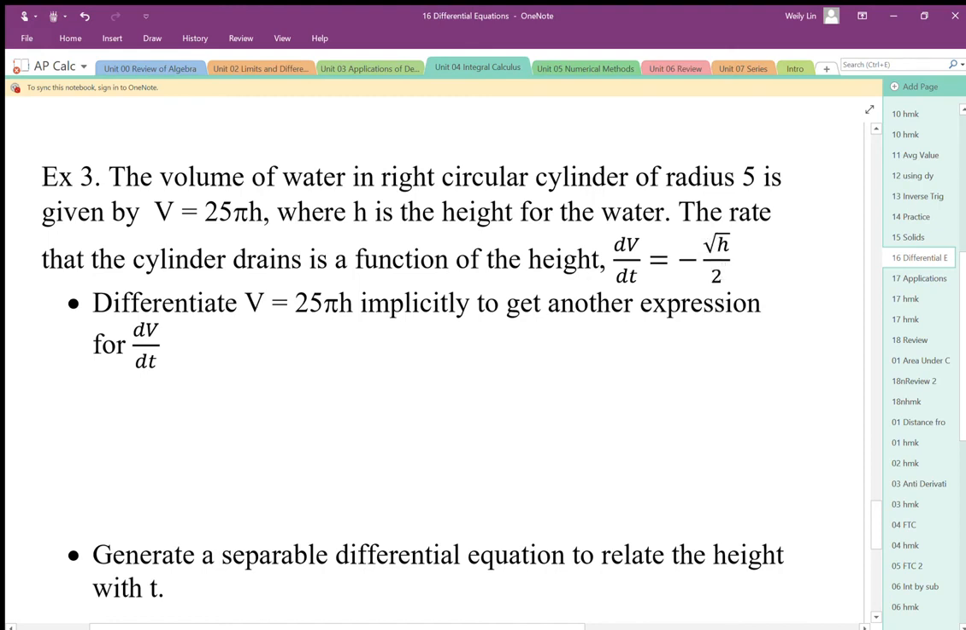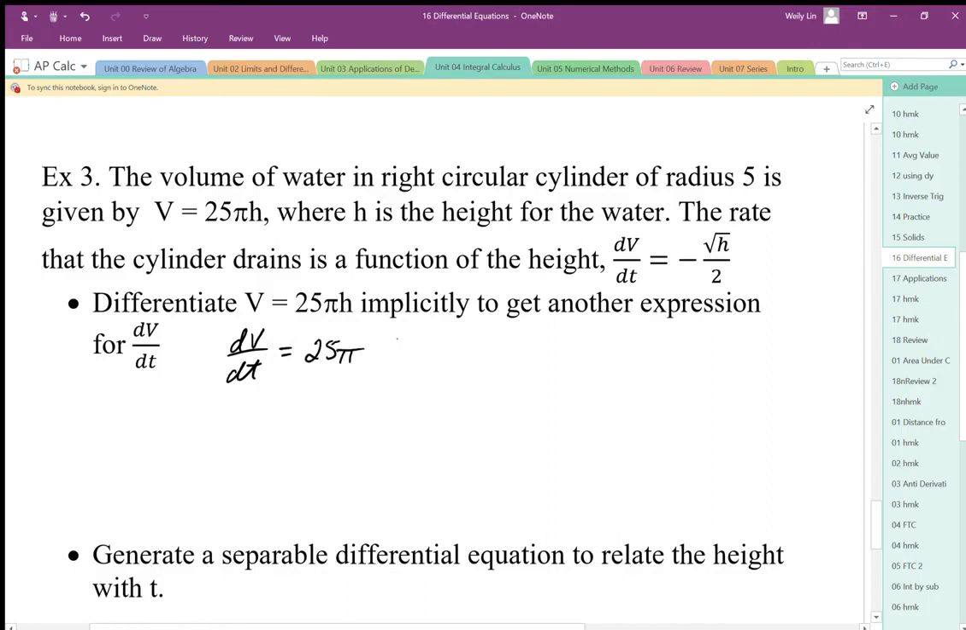Okay, so there's our derivative in terms of time, but we have this variable in terms of height. So we need to relate height to time. What we're going to do is differentiate this expression implicitly to generate another expression for dV by dt. So using related rates, dV by dt is equal to, well, the derivative of this function, which is a linear function.